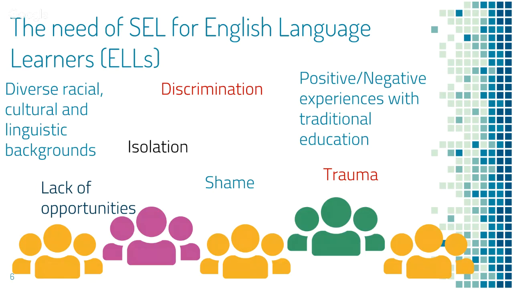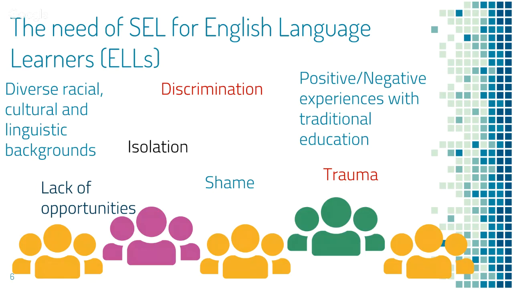Shame, they're very afraid to talk, and a lot of them come from trauma with education and other kinds of trauma. It could be refugees escaping awful situations from their country, so they are traumatized, and they also experienced positive and negative situations with traditional education. They could be bright people in their country, but they come here and English is very challenging, so they get very frustrated.